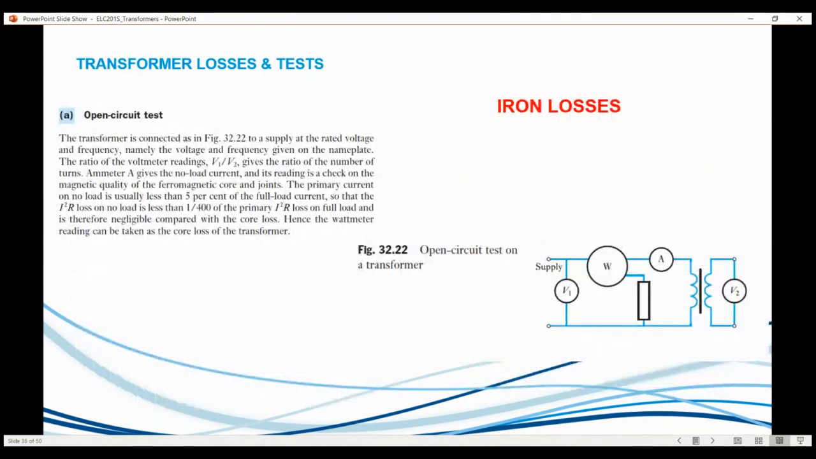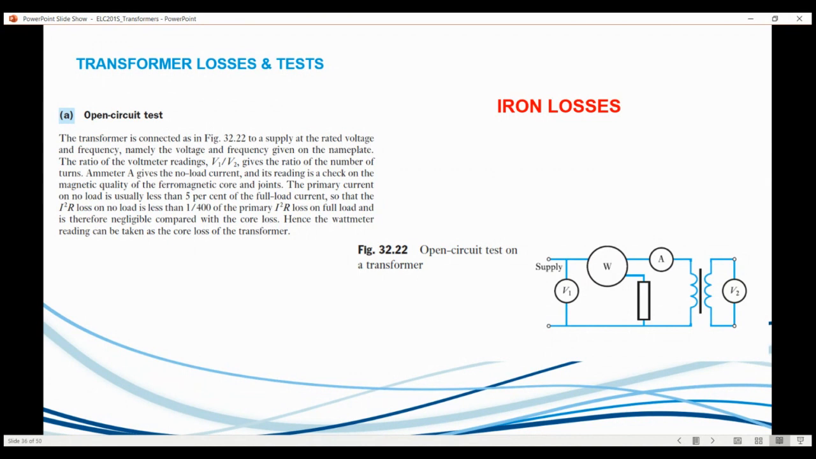These are the two tests. The first is an open circuit test. Long story short, we open the secondary side, so we essentially open the circuit there. They're showing you where they put the ammeter on. It's open circuit, again a no load test, and they supply the rated voltage. In essence, it gives us the iron losses of the transformer. That's what the open circuit test does.